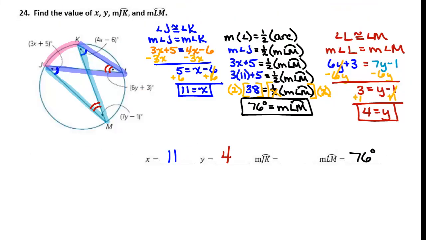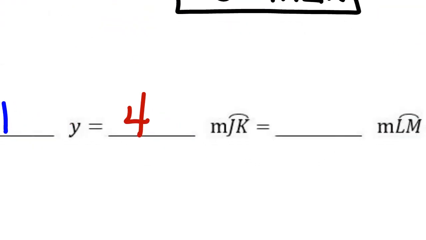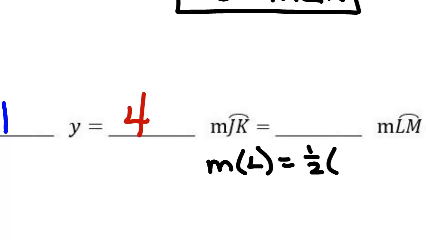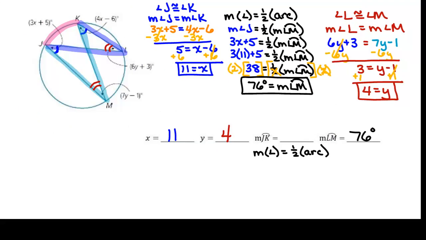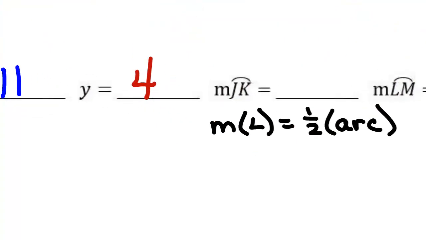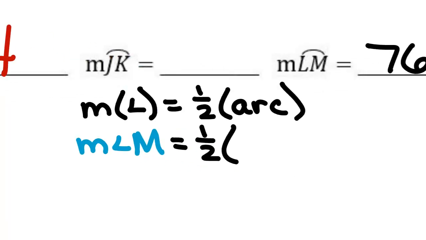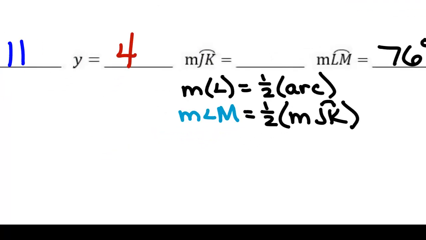All right, and then we need arc JK. Arc JK is the arc that's being intercepted. And angles L and M are both inscribed, so the measurement of the angle is equal to 1/2 the measurement of the arc. I can use angle L or angle M. It does not matter. I'm going to use angle M. So angle M is equal to 1/2 the measurement of arc JK. Angle M is 7y minus 1.